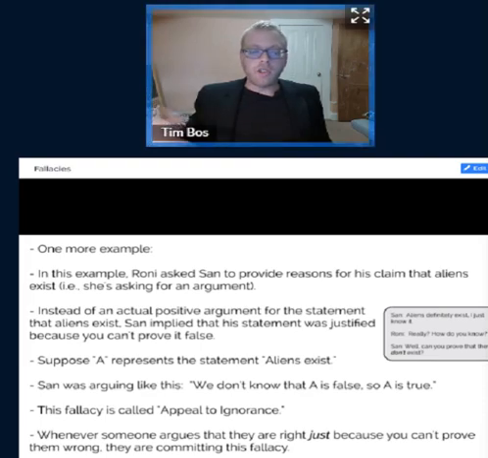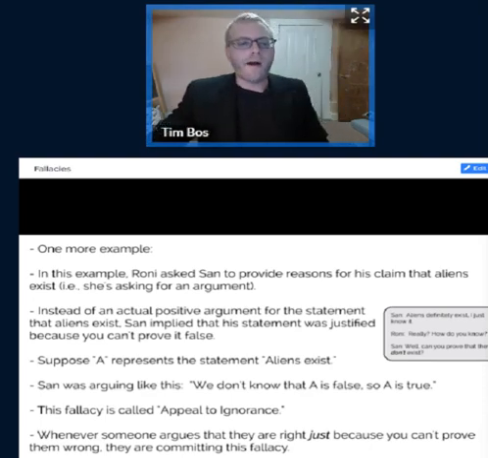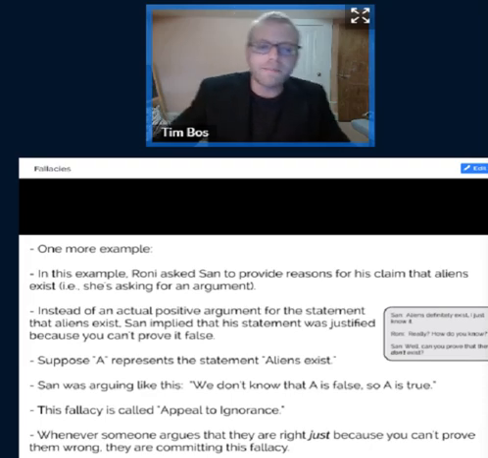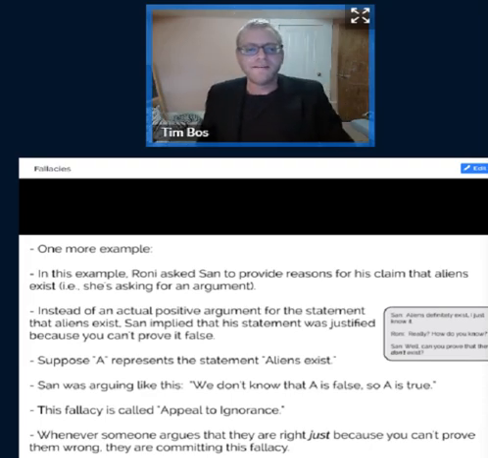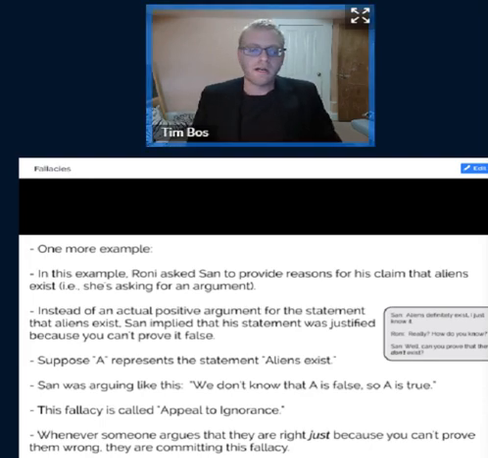I'm right because you can't prove me wrong, basically, right? But that's a fallacy. You're not right simply because you can't prove that you're wrong, and you're also not wrong simply because you can't prove that you're right. You see how this works? This usually happens in the context of claims that something exists or something is real, when there perhaps is a lack of clear evidence, right?